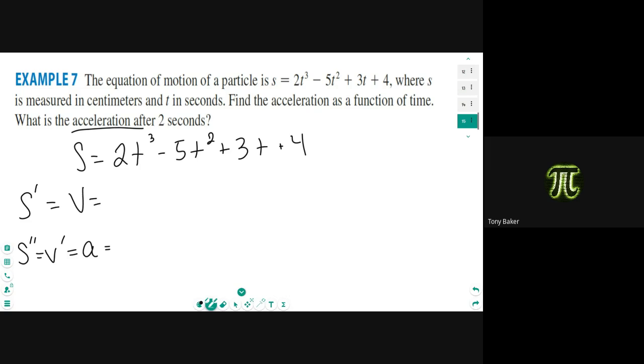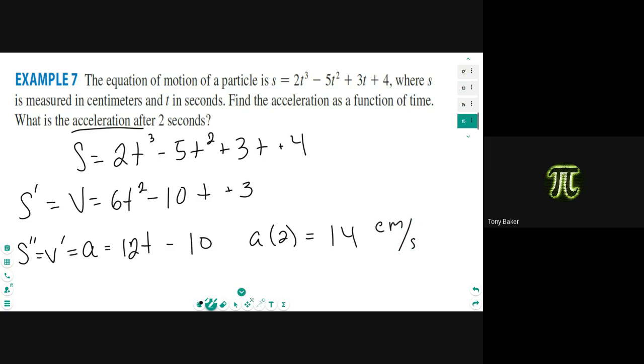All right, so we've got 6t squared minus 10t plus 3. And then 12t minus 10. And we're looking for the acceleration at 2, which would be 14. And it would be centimeters per second squared. That is your acceleration. Good.